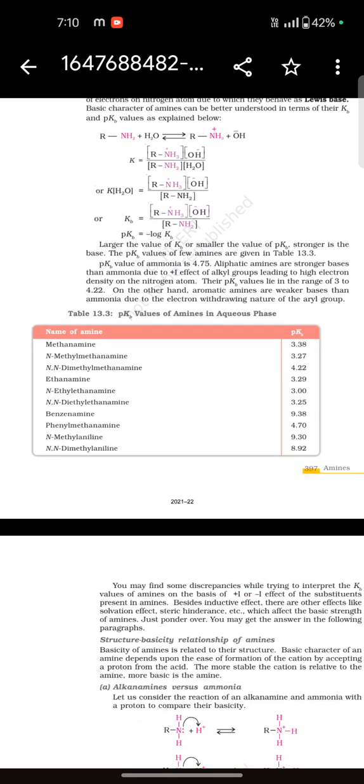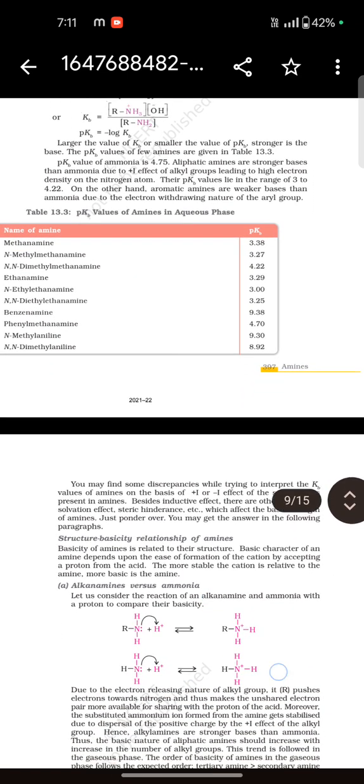Methanamine 3.38, N-methylmethanamine 3.28, N,N-dimethylmethanamine 4.22, ethanamine 3.29, N-ethylethanamine 3.00, N,N-diethylethanamine 3.25, benzenamine 9.38, phenylmethanamine 4.70, N-methylaniline 9.30, and N,N-dimethylaniline 8.92.